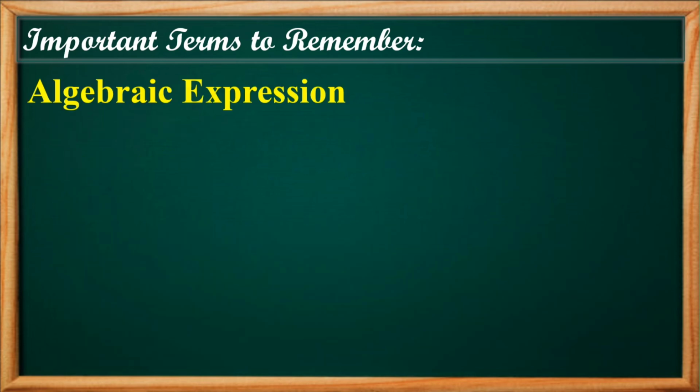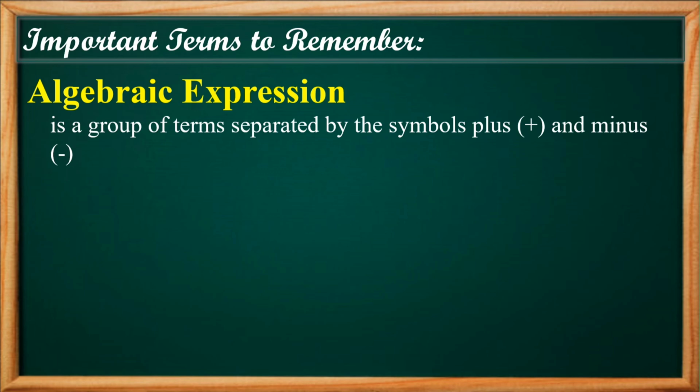Okay, let's continue. Now, another one is the algebraic expression. Okay, it will read as algebraic expression. Algebraic expression is a group of terms. Again, it is a group of terms separated by the symbol plus and minus. Okay? Yun ang algebraic expression. Pwede siyang constant. Pwede rin siyang combination of a constant and a variable, which is the operation is multiplication. Or it is composed of terms as long as it is separated by the symbol plus and minus.